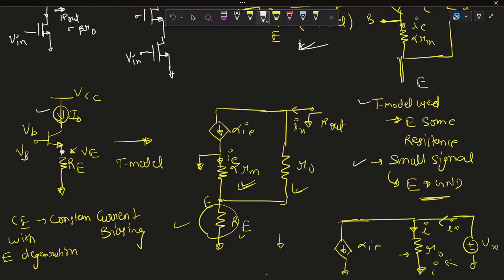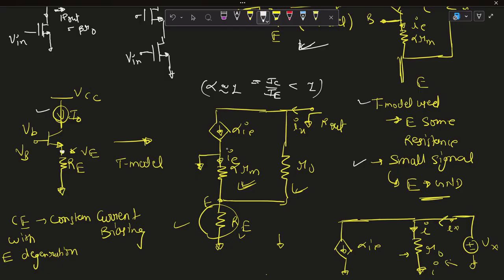This is our dependent current source alpha IE, and alpha is a transistor parameter, which is usually close to one, as it is the ratio of current IC over IE. It is always less than one, not equal to one, always much closer to one. So this is our dependent current source, and the T model is like a small signal analysis.